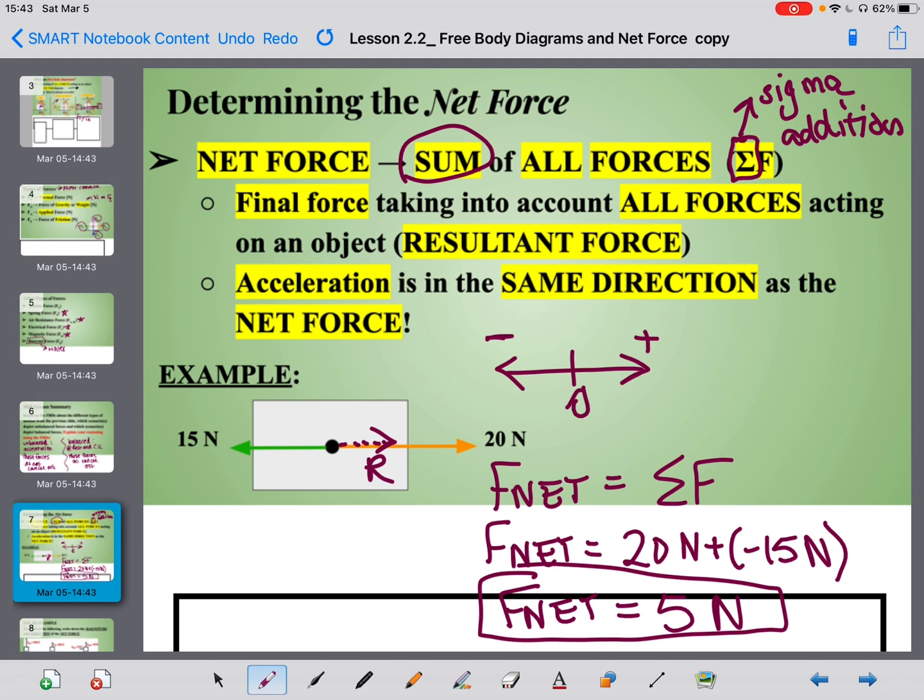That's number one. Number two, that means my acceleration is going in this direction as well. Okay, so the acceleration follows your net force, which is why I'm saying whatever side has more, that's the side that the acceleration is occurring on.